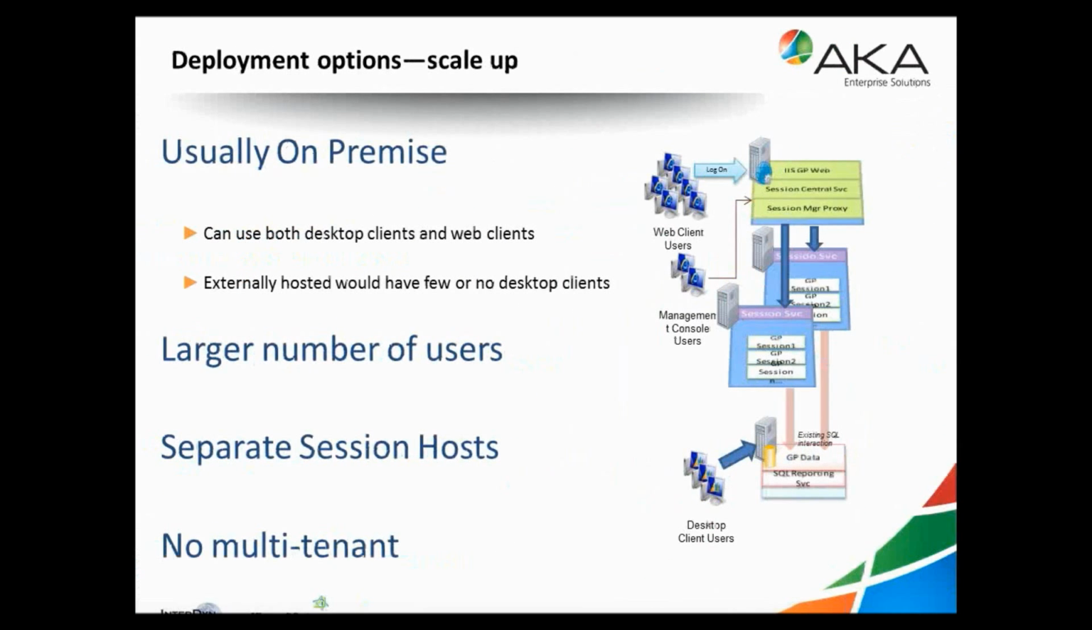So there's other deployment options we can scale up. And usually this is on-premise, and you can use both the desktop clients and the web client. So it's not an either-or thing. You can deploy the web client and also use your desktops as well. And if we're using externally hosted, you would have few or no desktop clients. So this is if you do not want to have to maintain GP and install it on people's boxes. This is a much better option. And this is for a larger number of users. Again, we're talking about 20 and over. And this is separate session hosts, and it's not multi-tenant.